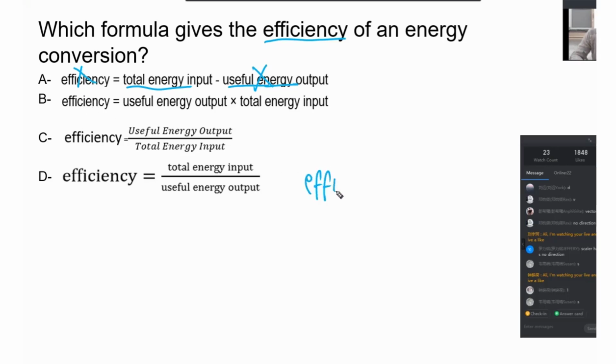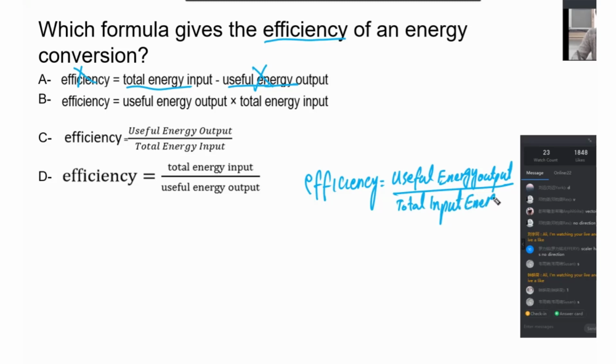So you can recall, efficiency is simply equal to useful energy output divided by input energy, you can say total input energy. So this is how you can write down total input energy. Now you simply need to compare this one with the given options.